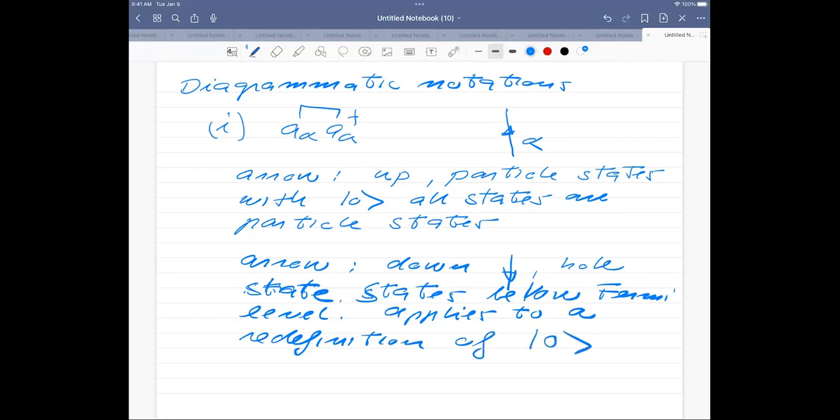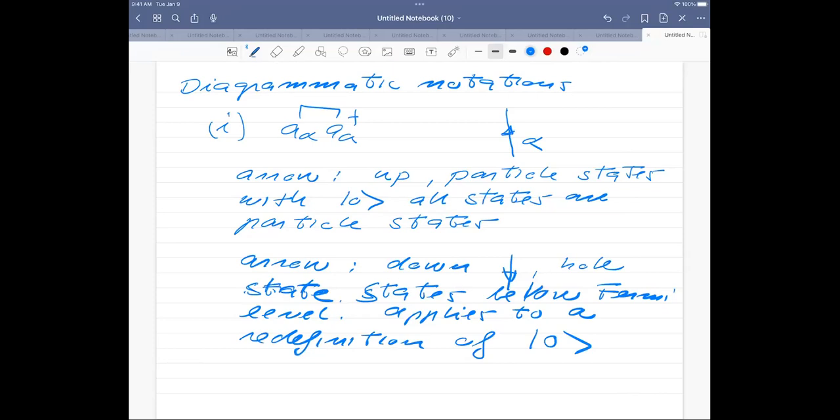So that means that we redefine a new vacuum. And the new vacuum, or reference state, as it's often called, is going to be the state you can make by filling up all single particle levels up to the Fermi level. So we are going to look at how we can redefine the vacuum. And that's going to give us a more compact way of performing calculations and interpreting physical processes.